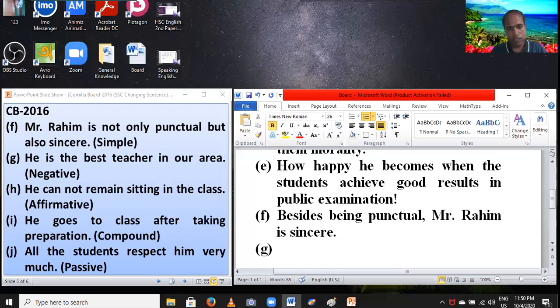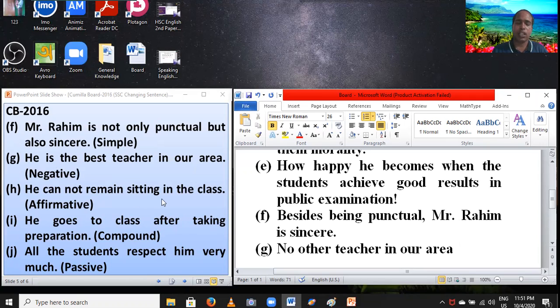Firstly, you have to write no other, N-O, O-T-H-E-R, no other. And then you have to write adjective 2, adjective 3. And then you have to write teacher in our area after adjective 3, which is best. Teacher, T-E-A-C-H-E-R, teacher in O-U-R, our A-R-E-A, area.